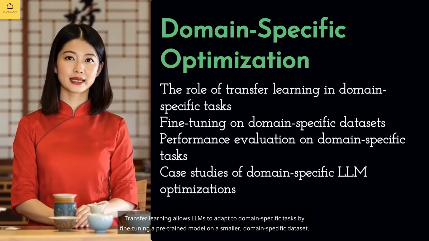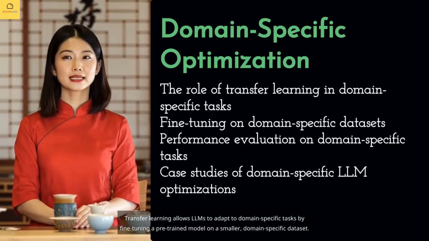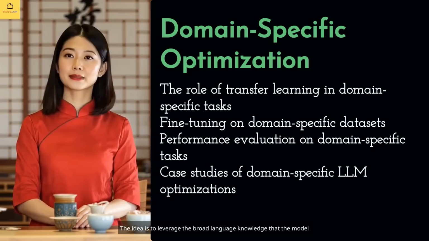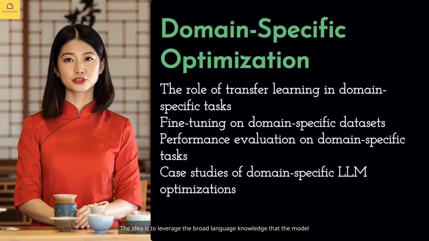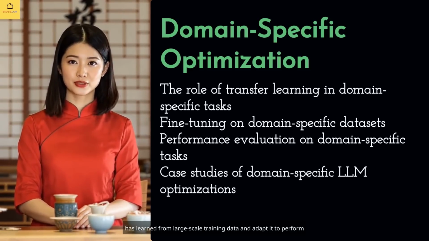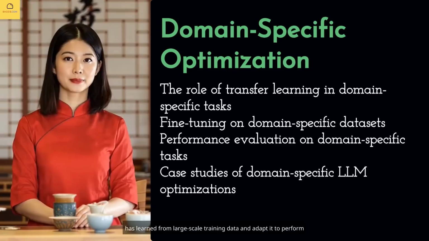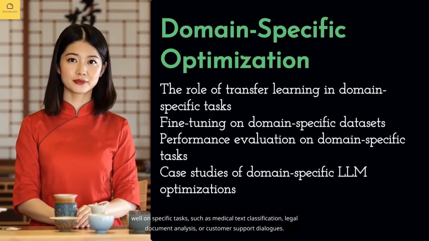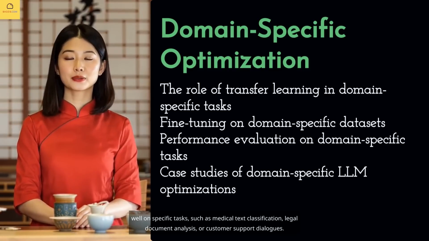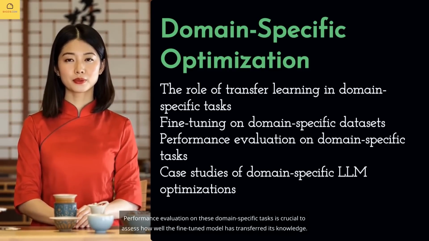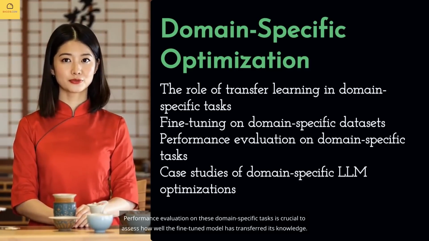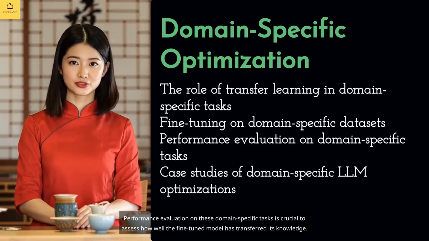Transfer learning allows LLMs to adapt to domain-specific tasks by fine-tuning a pre-trained model on a smaller, domain-specific dataset. The idea is to leverage the broad language knowledge that the model has learned from large-scale training data and adapt it to perform well on specific tasks, such as medical text classification, legal document analysis, or customer support dialogues. Performance evaluation on these domain-specific tasks is crucial to assess how well the fine-tuned model has transferred its knowledge.